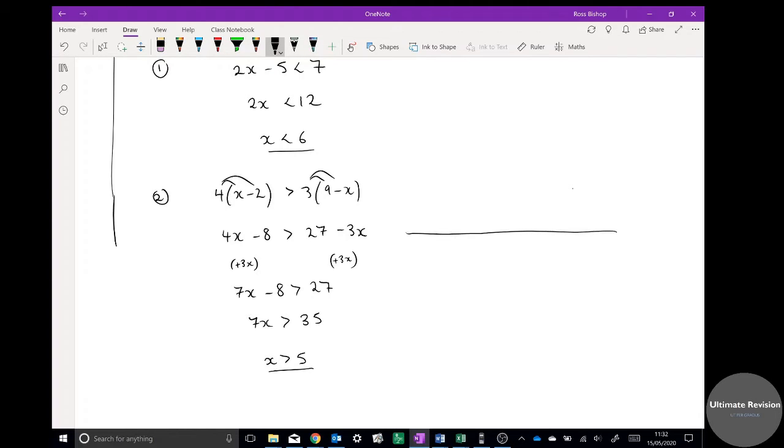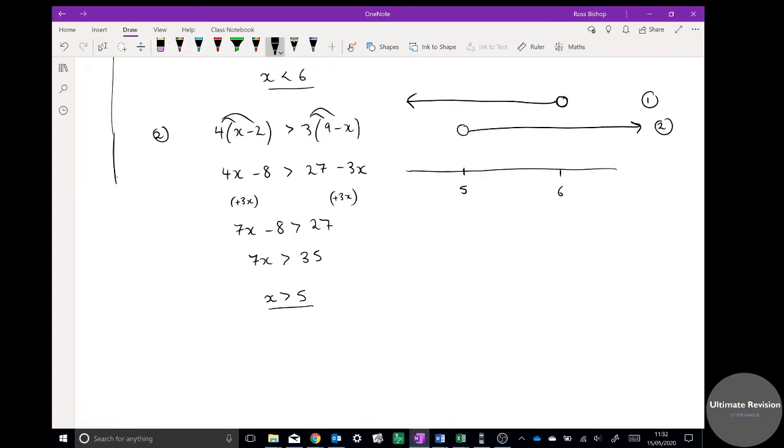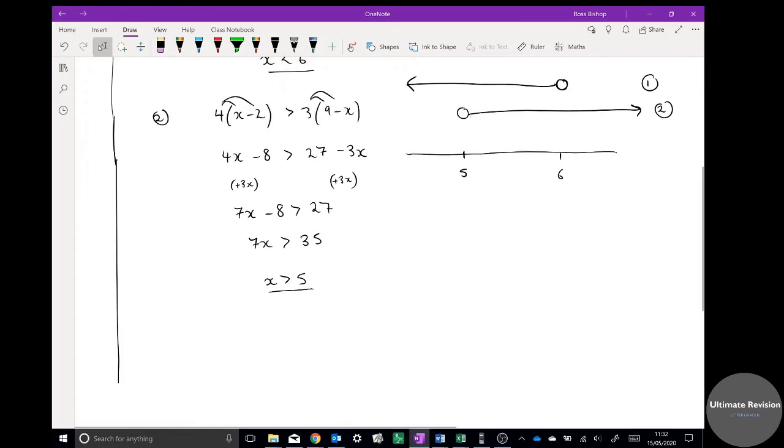The best way to do this is to draw a number line. This inequality 1, it's all the values less than 6. Inequality 2, it's all the values bigger than 5. And what values will satisfy both of these? Well, it's going to be the overlap. So I know x has got to be in this range here. That's the allowable range where there's an overlap. So x has got to be less than 6 but greater than 5 in order to satisfy both of them.